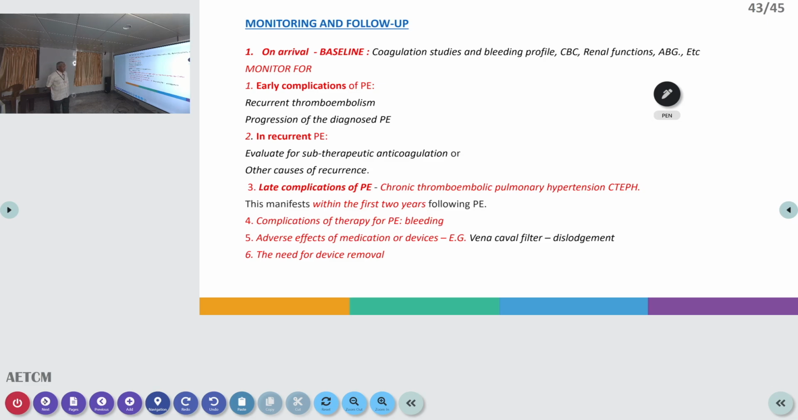Other causes of recurrence are late complications of pulmonary embolism, which manifest in the first 2 years following pulmonary embolism. Next, follow-up and monitoring should be done for complications of the therapy, anticoagulation therapy and thrombolytic agent therapy, that is, bleeding, and adverse effects of medication or devices. Sometimes the vena cava filter itself may be dislodged from its original place of placement. Sometimes after some time we have to remove the filter also. Is there any need for the removal? We have to assess.